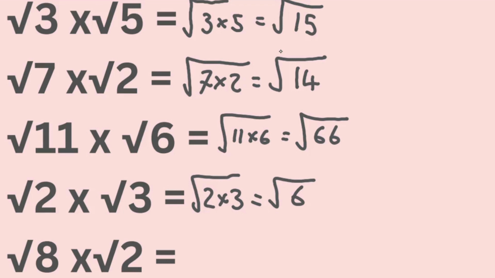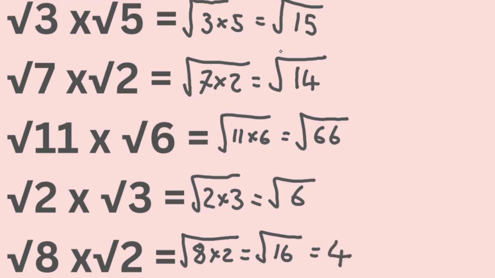The square root of 8 times the square root of 2 would equal the square root of 8 times 2, which is the square root of 16. Now 16 is a square number. 4 times 4 equals 16, so the square root of 16 is 4. Okay, let's do a few more questions.